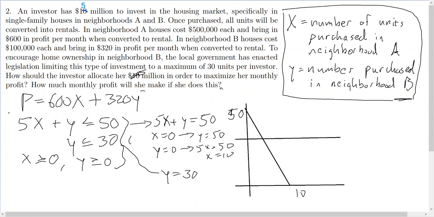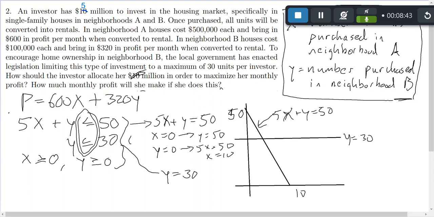Now we're going to shade in the region. Let me label this as y equals 30, and this line is the line 5x plus y equals 50. The inequality constraints being less than or equal to tell us that we're going to shade below the lines, and the non-negativity constraint tells us that we're going to be all in the first quadrant. So that's our feasible region.